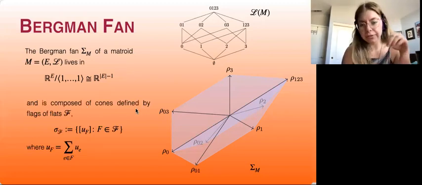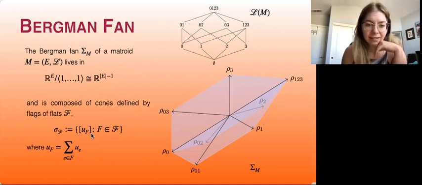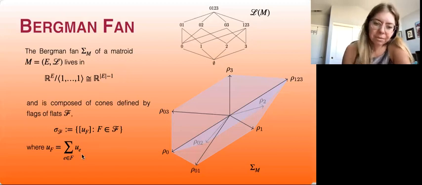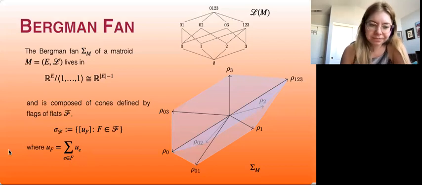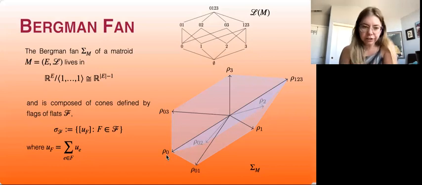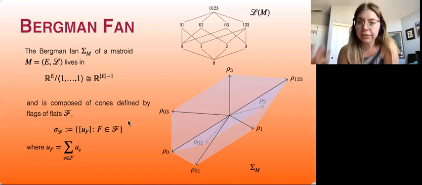The Bergman fan is composed of cones associated to flags of flats, where the ray generators of each cone are defined by the flats contained in that flag. I'm going to say that the ray generator of the flat is the most sensible thing: it's the sum of all of the ground set elements that are in that flat. So the dimension of the cone is the number of ray generators it has, right? And that is going to depend on the length of the flag, the number of flats in that flag.